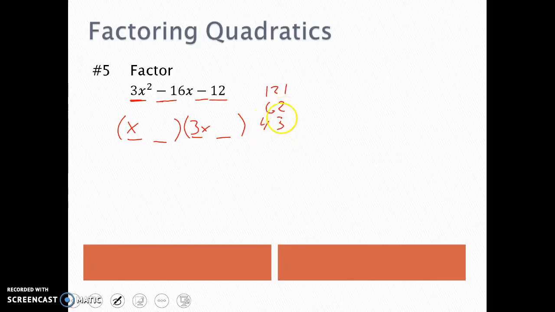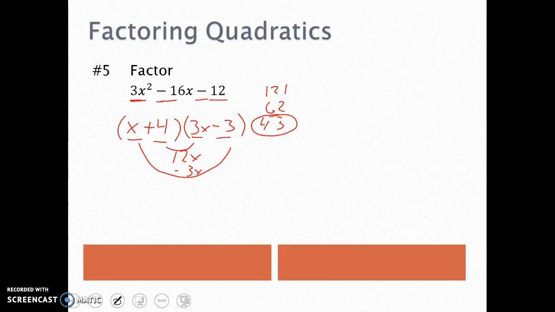And I'm just going to try maybe some combination of the 4 and the 3 first and see if that works. Let's say I put the 4 here and the 3 here. I need one to be positive and one to be negative. So I'm just going to guess this one's positive and this one's negative. And if I try that, this is going to be 12x. This is going to be negative 3x. But 12x minus 3x doesn't give me negative 16x.